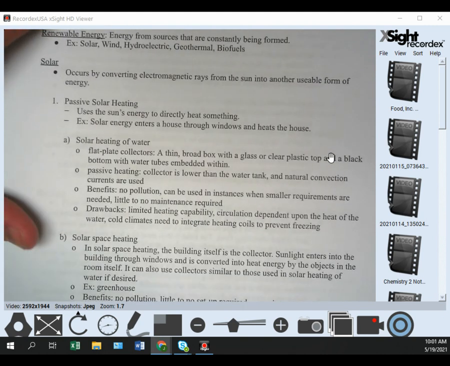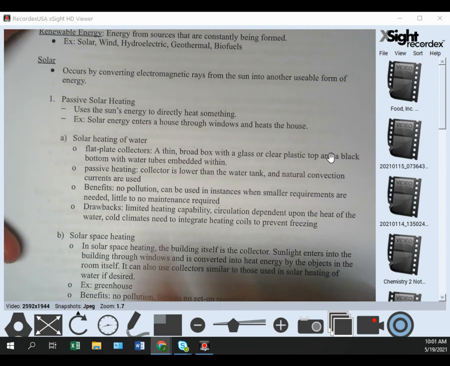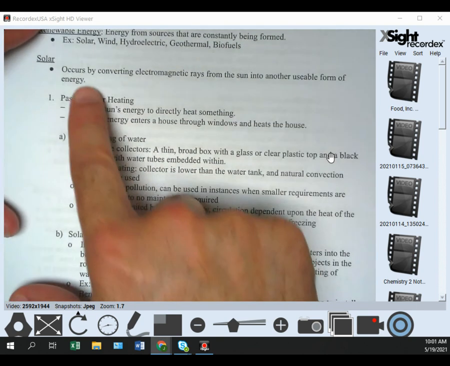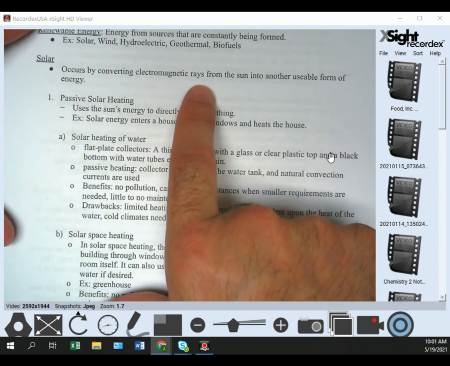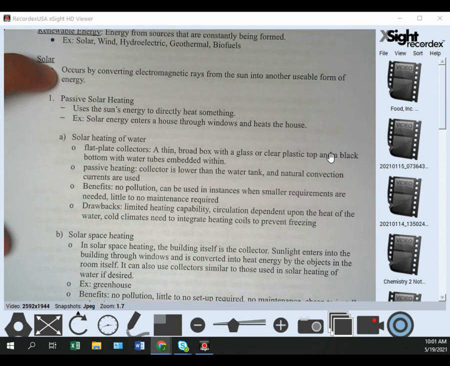All right, so solar. Let's take a look at that. Solar is one of the most developed renewable energy sources. It's one of the ones that's been studied and used, and technology advancements have been made along those lines for quite a while now. In general, solar energy occurs by converting electromagnetic rays from the sun into another usable form of energy.